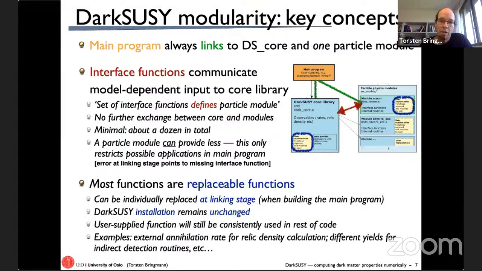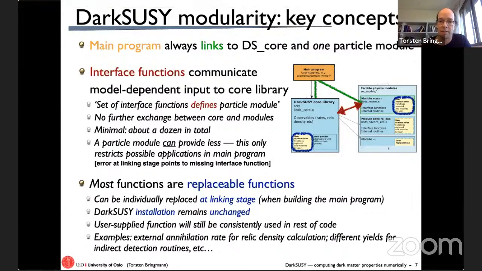Okay, so another key concept, and that is also something that we will explore in some detail in this tutorial, are replaceable functions. The way this is set up here, namely that a main program links to two libraries, means that everything that is inside the library can, at linking stage, so when you build the main program, very easily be replaced, so overwritten.